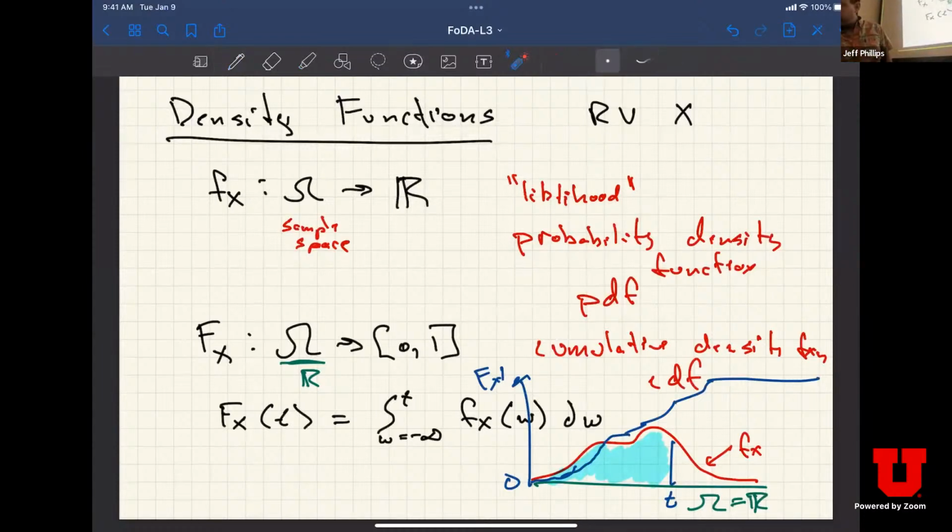Let me just finish what I'm saying. So the height of the blue curve will be the integral up to that point. So this is always increasing. This can't decrease.